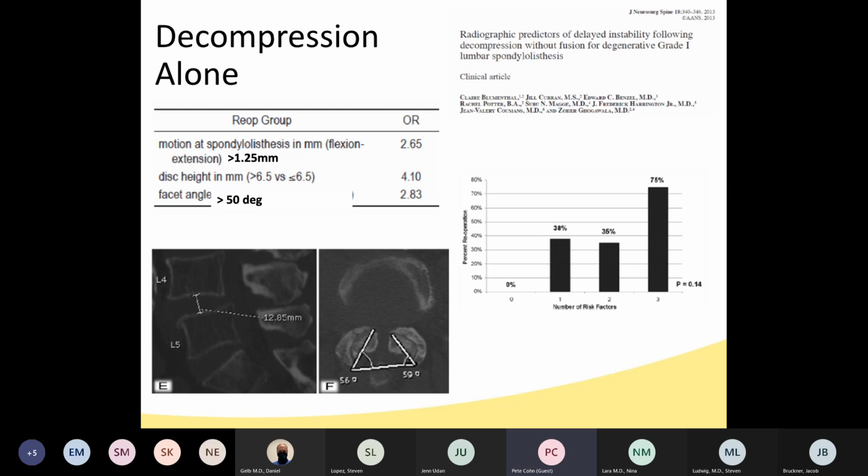If the disc height was greater than 6.5 millimeters, they had a 45% increased risk in reoperation, and facet angles greater than 50 degrees also had an increased risk of reoperation. And if you had all three of those factors, you had a 75% risk, and if you had none of those factors, you had a 0% chance of reoperation. So this helped define some possible parameters to look at when considering decompression versus fusion, and who could do well with the decompression alone.